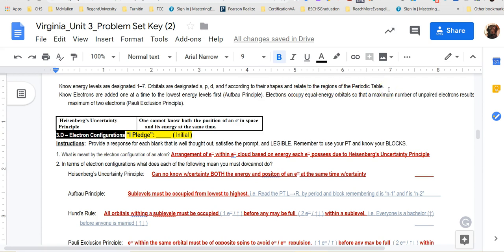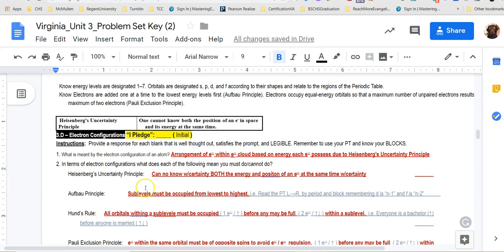So we're actually going to map that out on your periodic table. That's one of the questions right down here after our definitions. And we're going to know that electrons are added one at a time to the lowest energy levels first. That's the Aufbau principle. And then electrons occupy orbitals so that the maximum number of unpaired electrons results, with a maximum of 2 electrons per orbital, the Pauli exclusion principle. So we're going to find out that electrons come in pairs and they spin in the opposite direction.